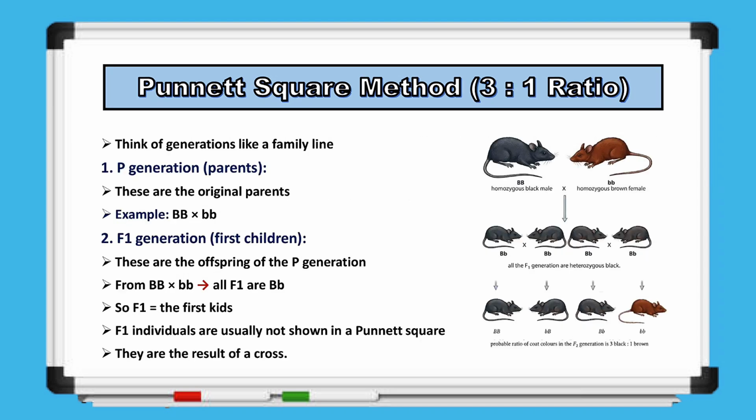Think of generations like a family line. The P generation, or parental generation, are the original parents used in a genetic cross. For example, a homozygous black parent is crossed with a homozygous brown parent. The F1 generation, or first filial generation, are the offspring produced from the P generation.